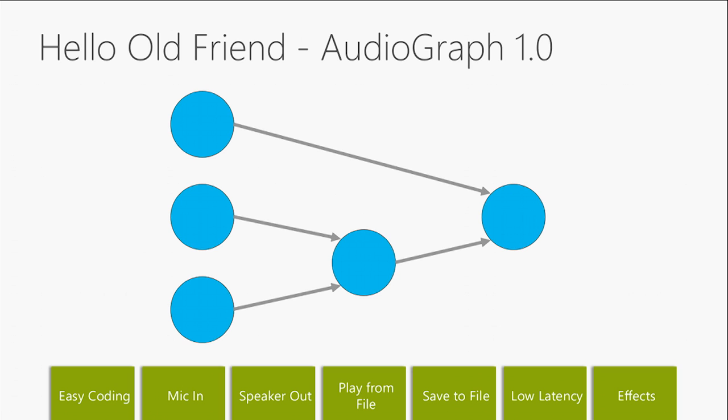The AudioGraph 1.0 API was a very easy API to use to build audio graphs. It allowed you to take a microphone in or files in as input, and it allowed you to output to a speaker or save your output to a file. It provided functionality like low latency and effects to your sounds.